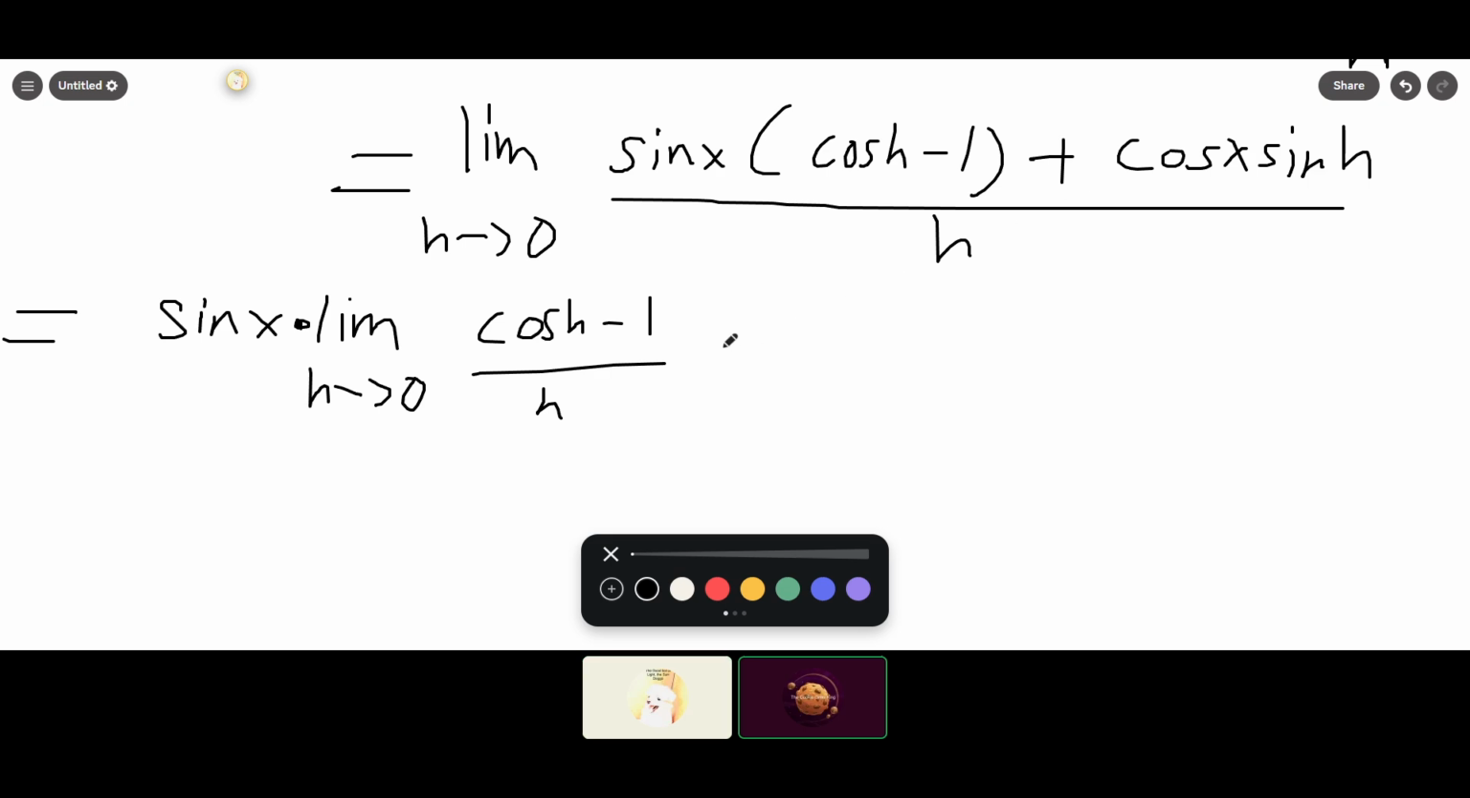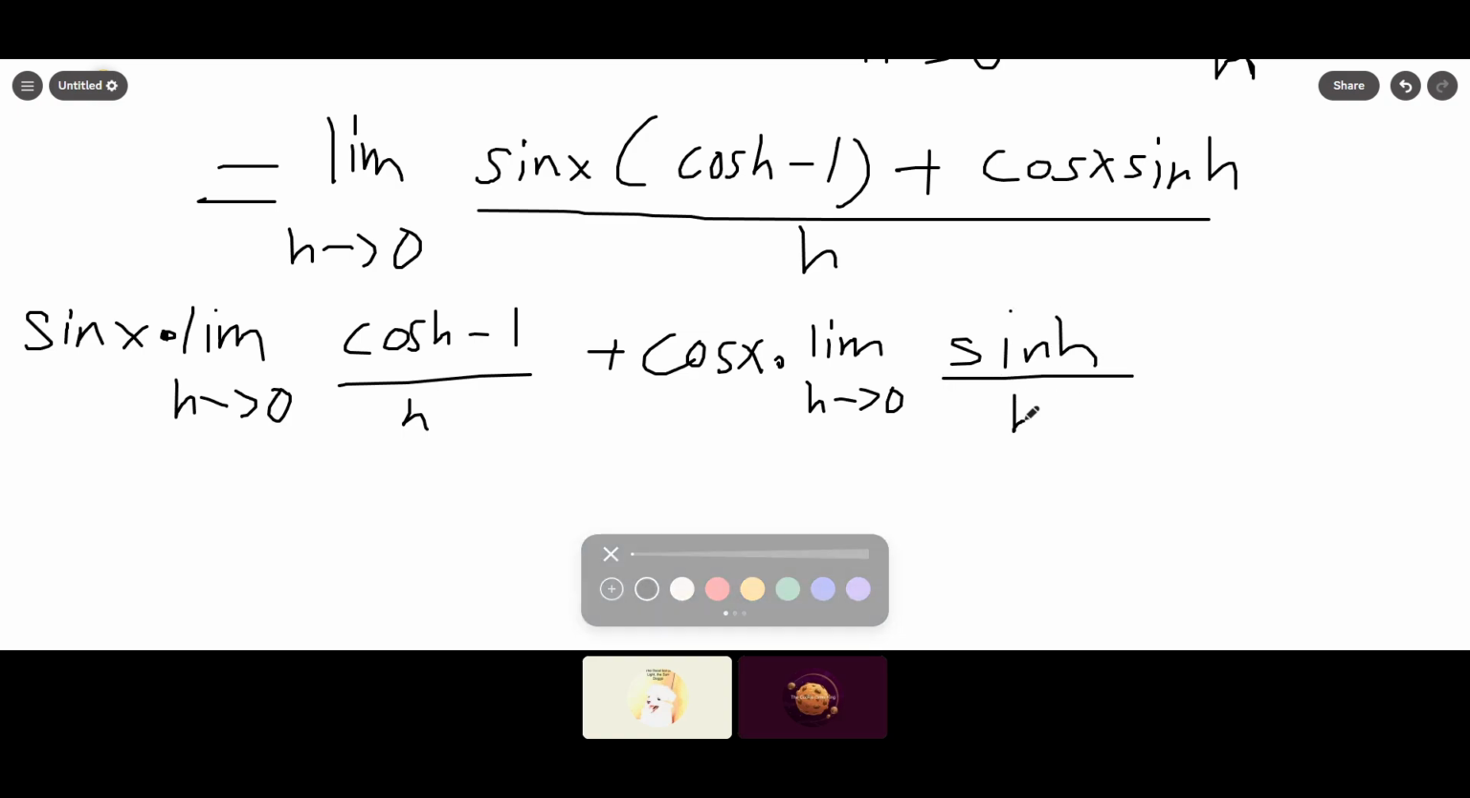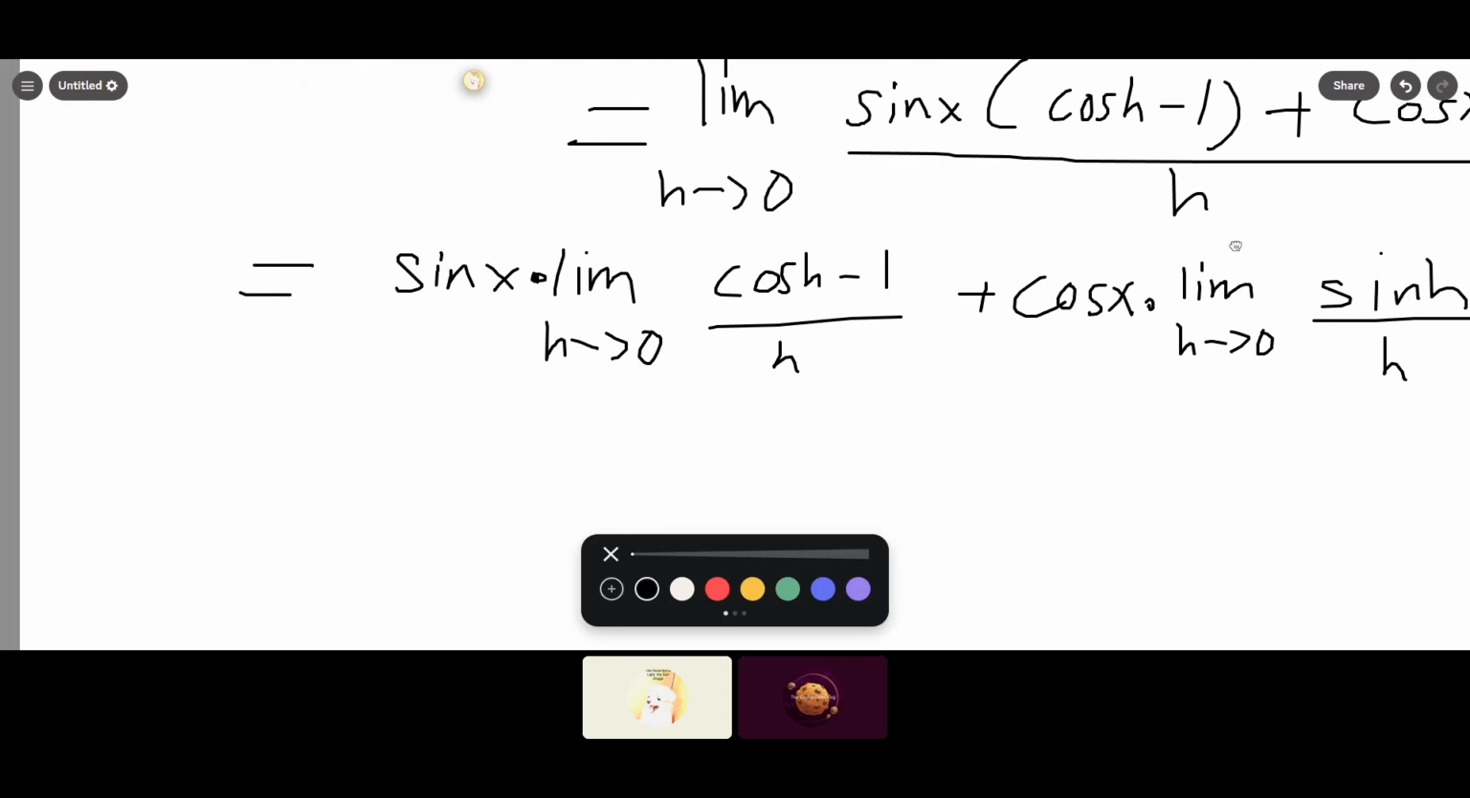And then we're splitting up the second one into a plus the limit as h approaches 0 of, oh wait, we can also take the cosine x out of this since that's a constant. Cosine x times the limit as h approaches 0 of sine h over h.